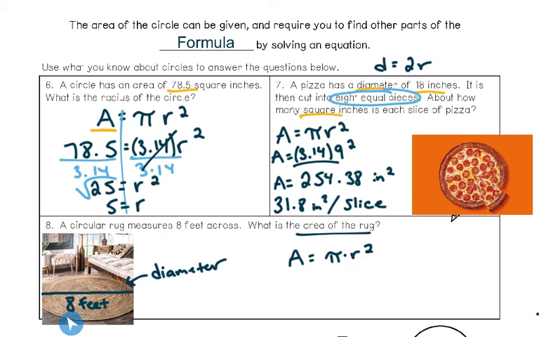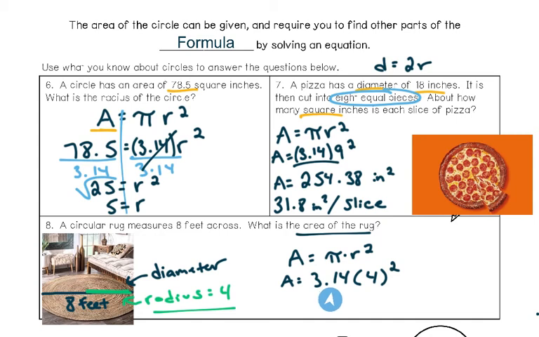So I'm not going to just plug in 8 into the formula. I have to figure out what the radius is. The radius is always half of the diameter. So half of 8 gives me a radius of 4. So when I plug those values into the equation, I use 4 for the radius, about 3.14 for pi, and I know that if I square the radius and multiply it by pi, I'll get the area of the rug.